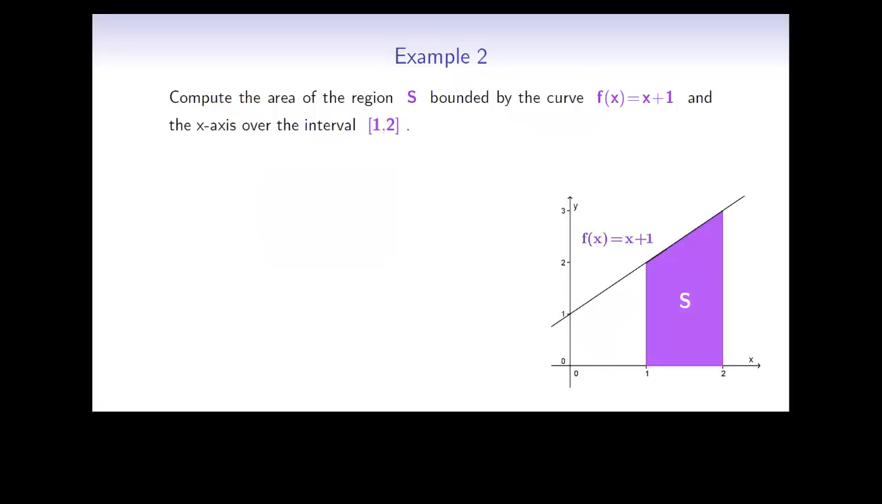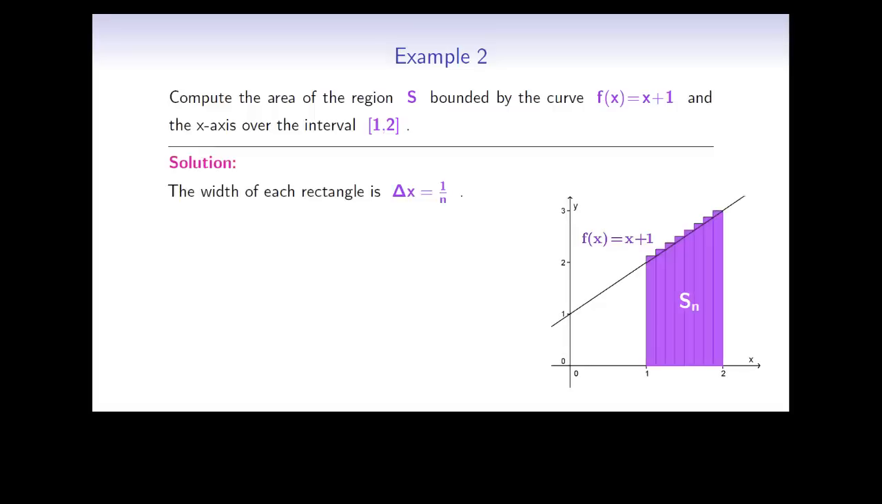Here, we are not going to compute a single Riemann sum, as Riemann sums only approximate areas. What we need to do is form a sequence of Riemann sums and then find their limit as n goes to infinity. So for each n, we are going to divide the interval 1 to 2 into n equal pieces and then find the corresponding Riemann sum. The width of each rectangle will be 1, the length of the interval 1 to 2, divided by n.